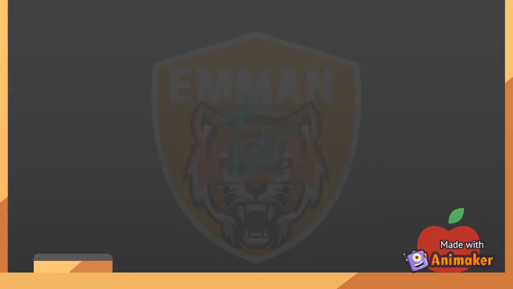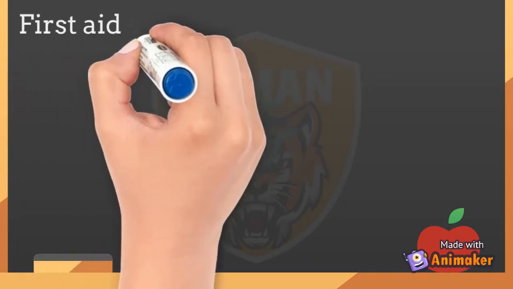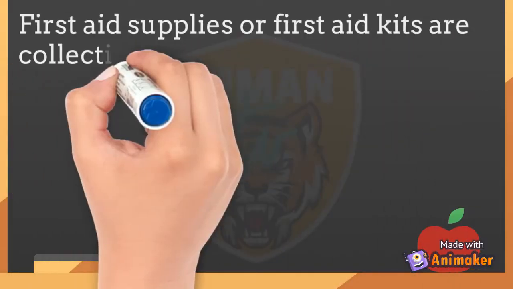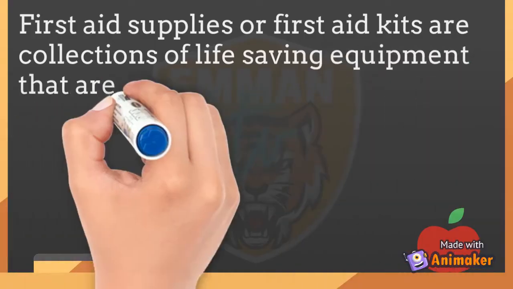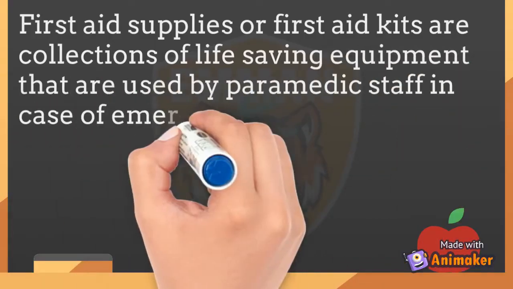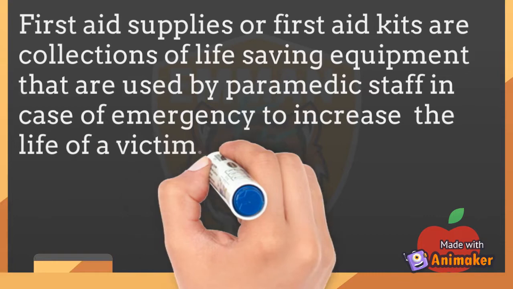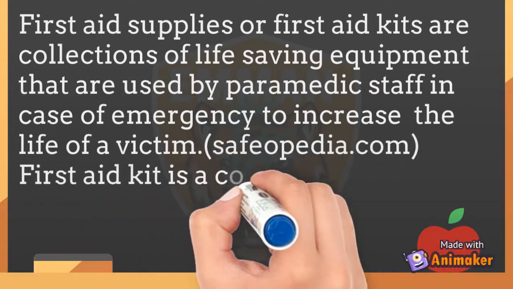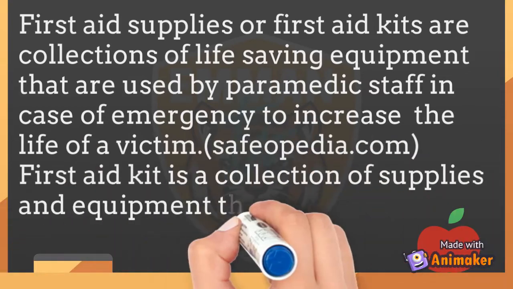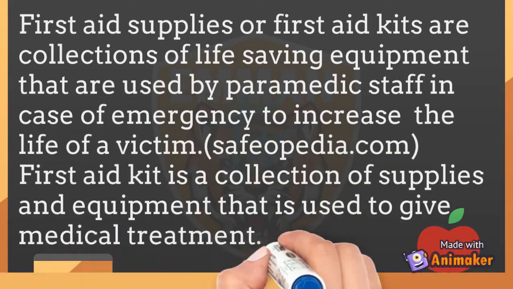According to Safepedia.com, first aid supplies or first aid kit are a collection of life-saving equipment that are used by paramedic staff in case of emergency to increase the life of a victim until a time when the injured can be transferred to a permanent hospital facility. According to Wikipedia.com, first aid kit is a collection of supplies and equipment that is used to give medical treatment.